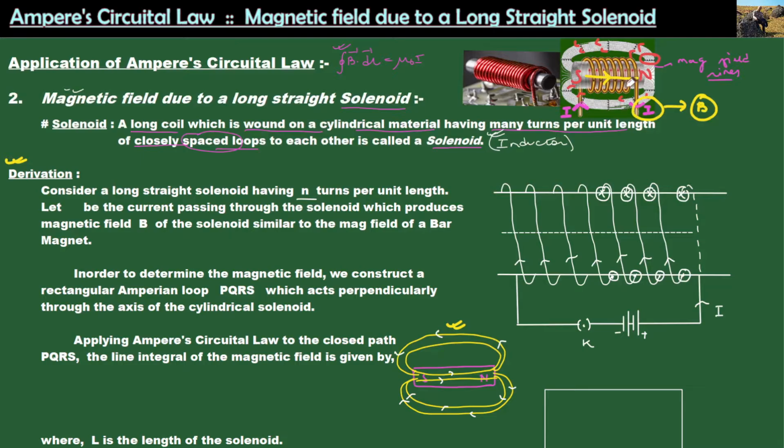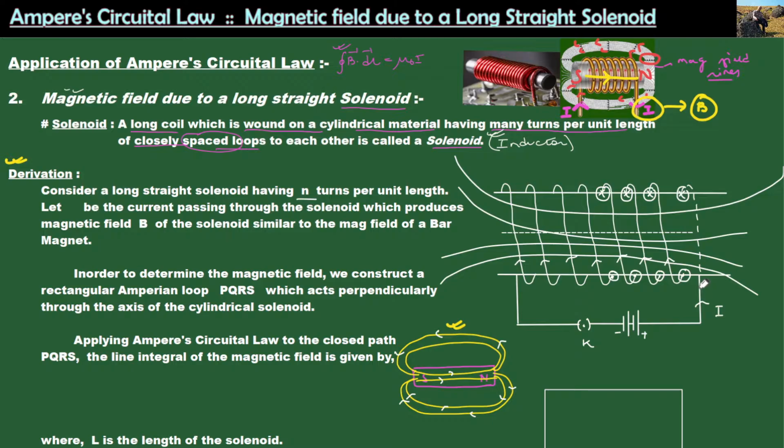Then, since this is the direction in which the current is moving inside the solenoid, there will be magnetic field lines associated with it. There will be magnetic field lines in this form. All these magnetic field lines will be emitted by the solenoid. Those are your magnetic field lines.